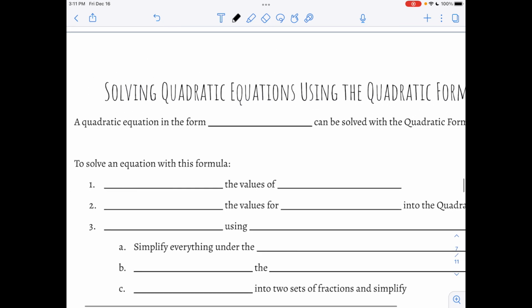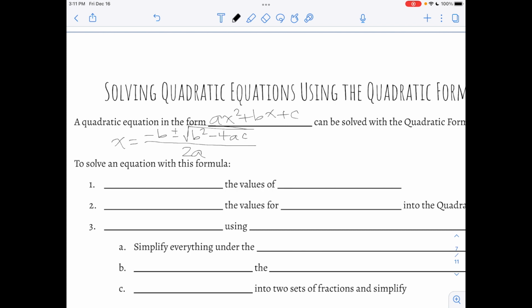A quadratic equation in the form ax squared plus bx plus c can be solved with the quadratic formula, which is x equals negative b plus or minus the square root of b squared minus 4ac, all over 2a.